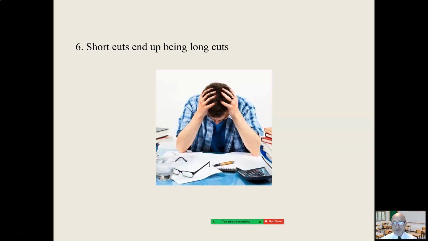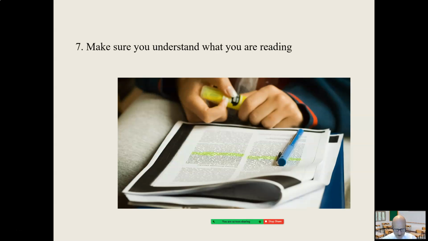Now here's the thing. Some people try to take shortcuts. They think that, well, I'll just read and I'll put the books down and I'll write. Shortcuts always end up being long cuts. Follow the process. Academic writing is easy if you understand and follow the process. It's complicated and you end up writing garbage if you try to take shortcuts or if you don't follow the process. Follow the process.